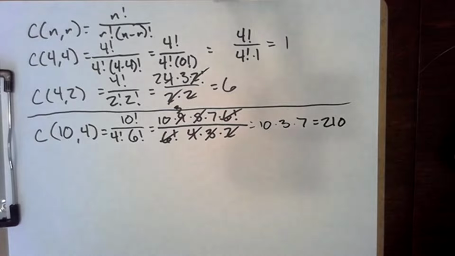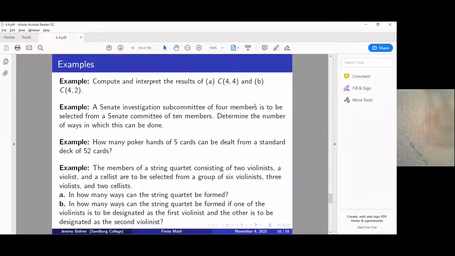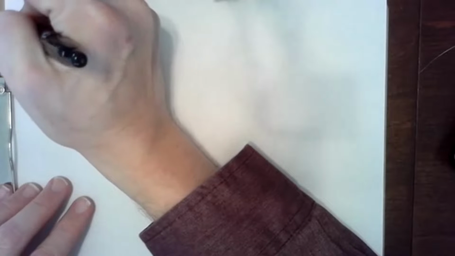Back to the PDF. Our next question is, how many poker hands of 5 cards can be dealt from a standard deck of 52 cards? And this is really no harder than the last 2 problems. We're just dealing with bigger numbers. So what we're doing here is we've got 52 cards to choose from, and we're choosing 5 of them. So this is C(52,5).